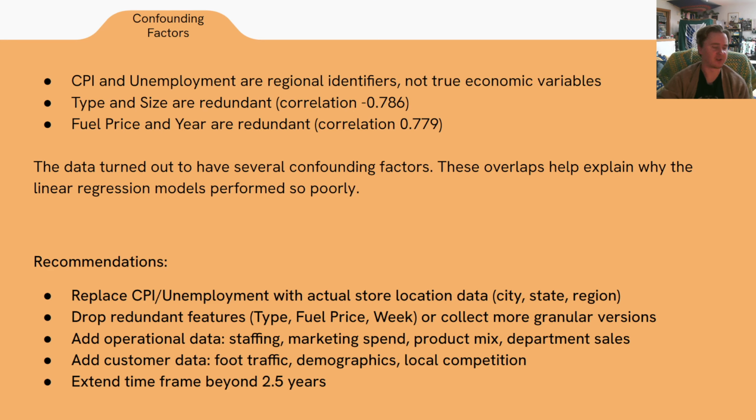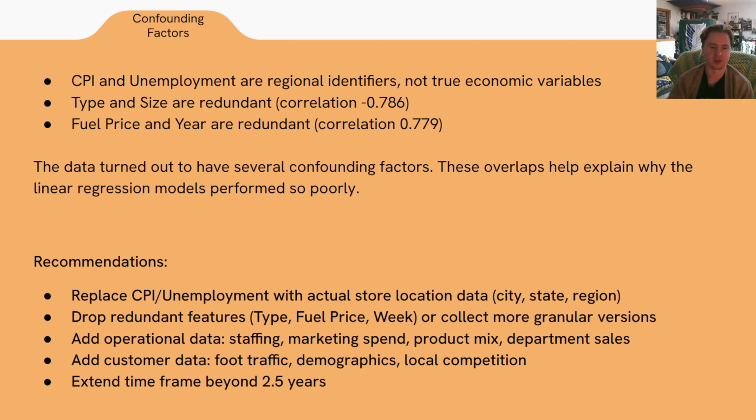And then recommendations. Yes, I have some data collection recommendations for the company for future analysis. So based on the limitations and confounding factors I encountered within the data, we can make this data set more useful. Totally, we totally can. So first, we need to replace CPI and unemployment with real store location data, like city, state, or region, or all of the above. Those variables are already acting as regional identifiers, so collecting the location directly would turn them into useful information that allows supplemental research into the locations.